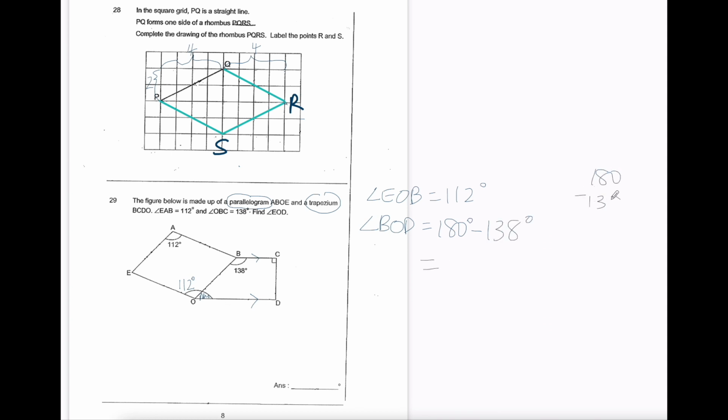I'm going to do my working here because it's paper 1 and I can't use a calculator. So I'm going to get 42 degrees. This is 42 degrees, and we just need to add both of them out, and then we will have our answer. My answer will be 154 degrees. Okay, let's move on to the last question.